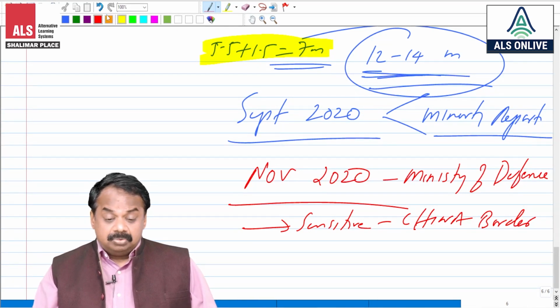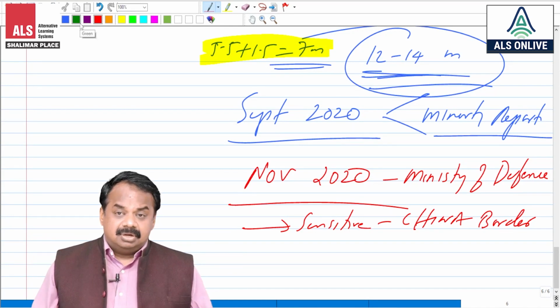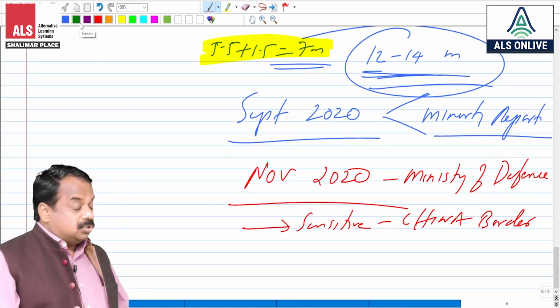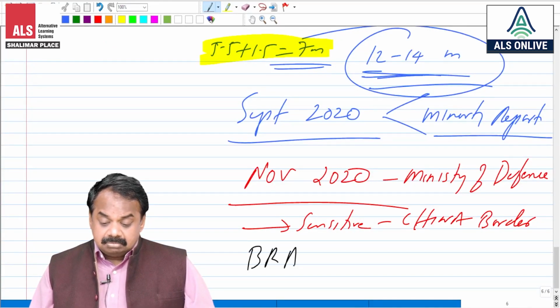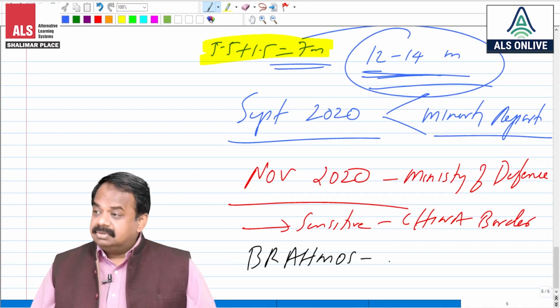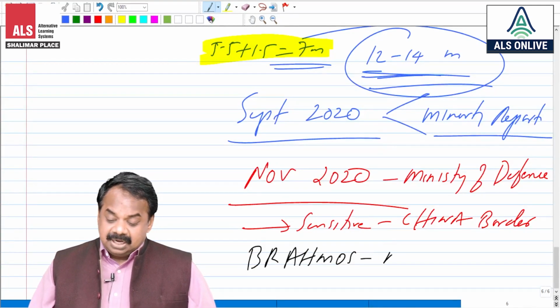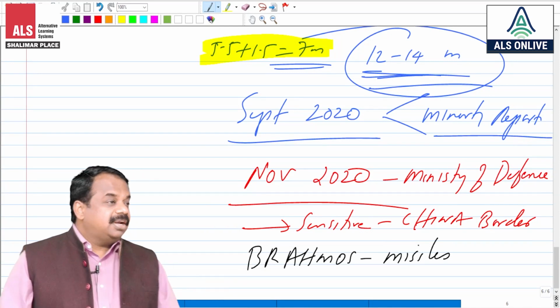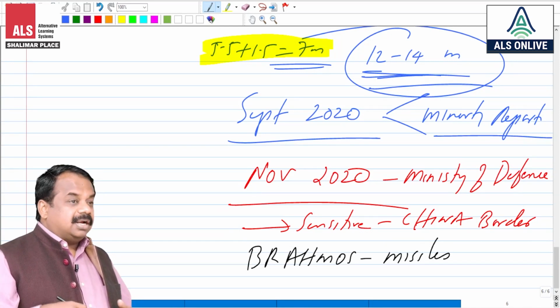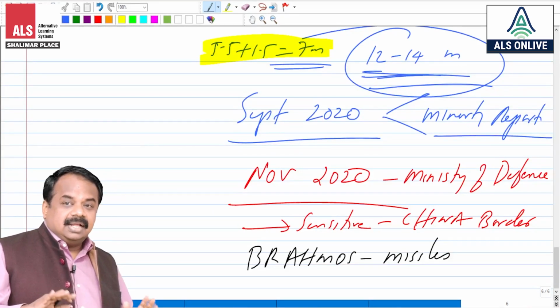So we may have to, and we know we are in a standoff with China, so we may have to move even BrahMos missiles. Kuch nahi mila to BrahMos to Kedarnath. BrahMos missiles. So this is a new natak and nothing else.